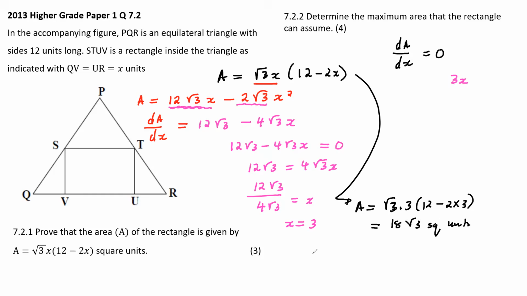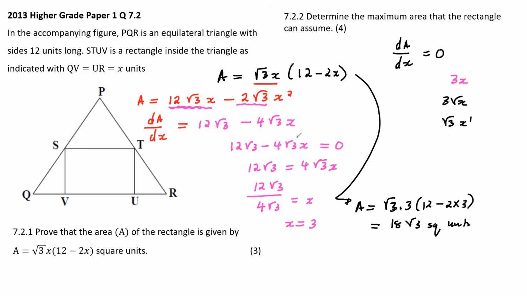Somebody says, aren't we supposed to get rid of the square root when deriving? No. Let me show you. I think you're making a mistake. You're thinking the square root is with x. X doesn't have a square root. It's not like this. It's like this. X is on its own.